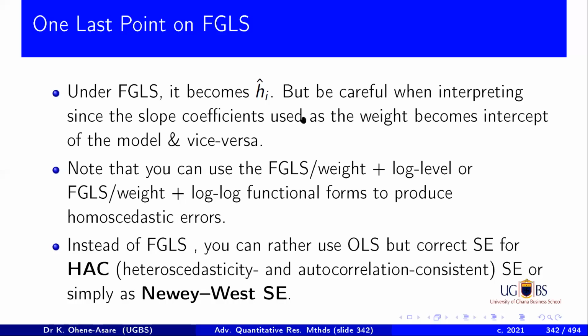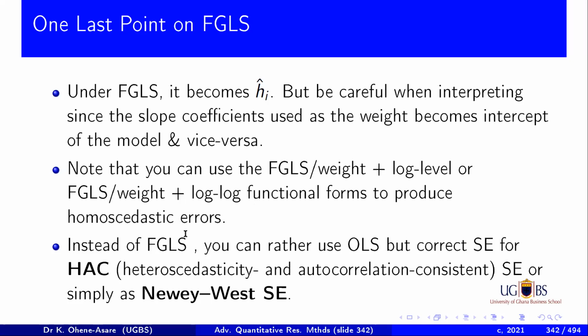So when you look at this, another point you want to notice is that you can use the feasible GLS or the weighted GLS plus the log of the variable. When we were using the feasible GLS, we didn't add any log, if you can remember. But we are saying that when there's a need for you to use the log of some of the variables, no problem. You can incorporate some log functional form, just to produce homoscedastic errors. So that will handle most of this.